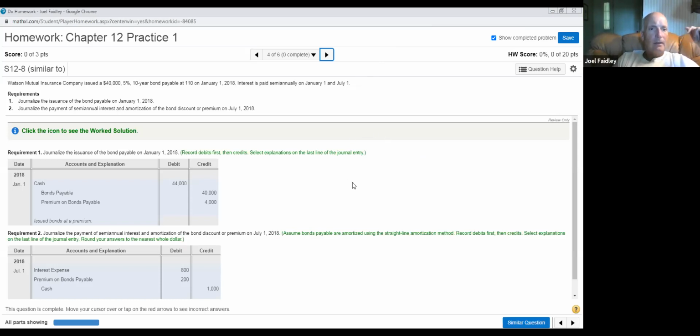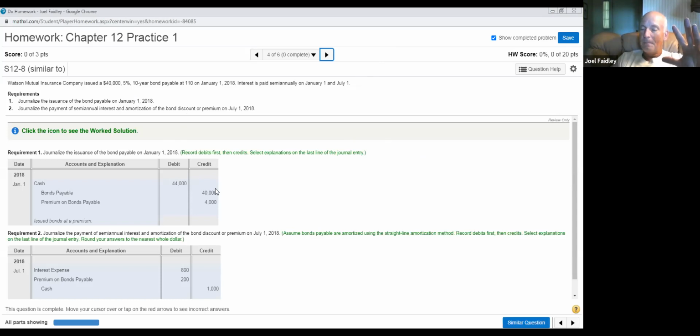Anyway, $40,000, 5% 10-year bond at 110. What's 110? That's a factor. 1.1 is what it's saying. So 1.1 times 40,000 is going to be the cash I receive. So that tells you it's going to be a premium, right? So I'm going to receive 1.1 times 40,000, which is 44,000.